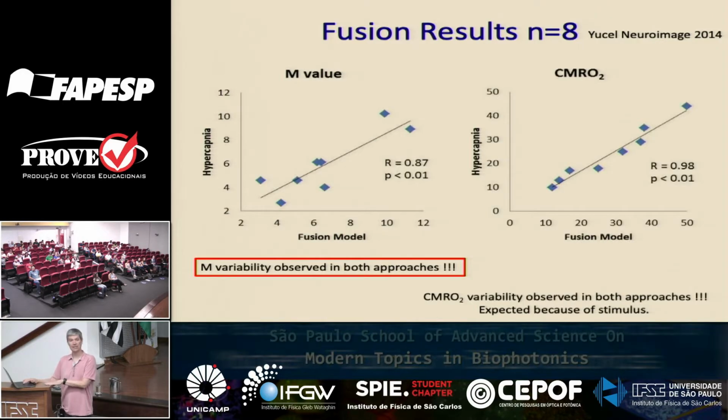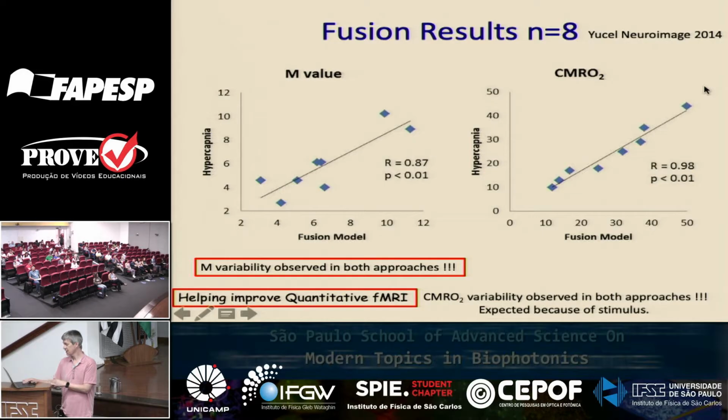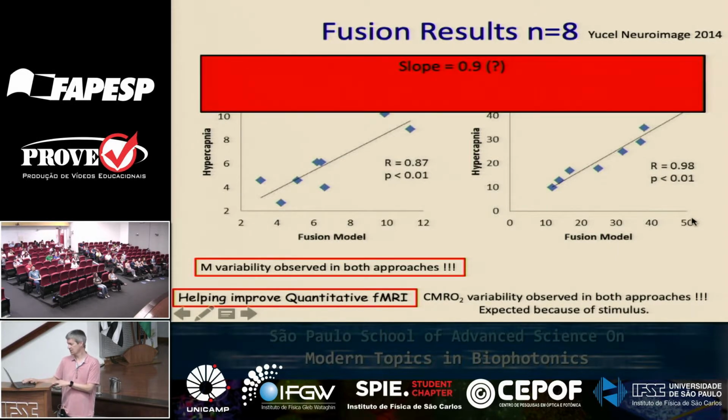But what we're really interested in doing is estimating evoked changes in oxygen consumption, right? So we could measure changes in oxygen consumption using just fMRI, or we could use our fusion model to estimate changes in oxygen consumption. Here again, we saw a very good linear relationship, which was encouraging, but if you notice, the slope is actually not 1. So fMRI would measure, say, a 40% change in oxygen consumption when the fusion model will measure a 50% change in oxygen consumption, right? So the slope is about 0.9.